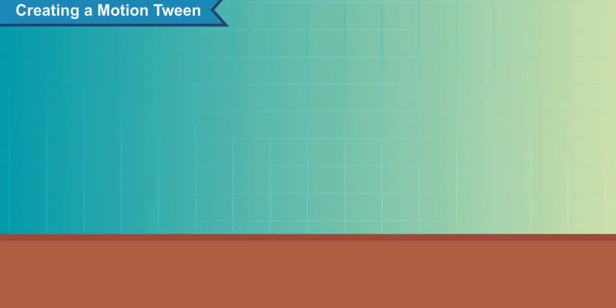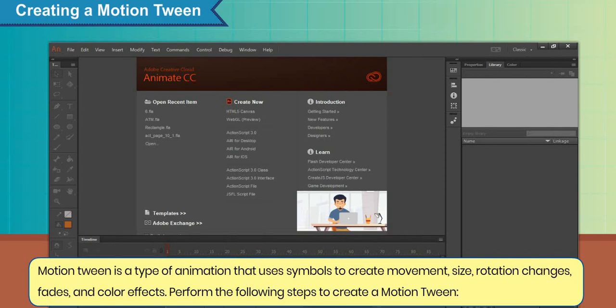Creating a motion tween. Motion tween is a type of animation that uses symbols to create movement, size, rotation changes, fades, and color effects. Perform the following steps to create a motion tween.